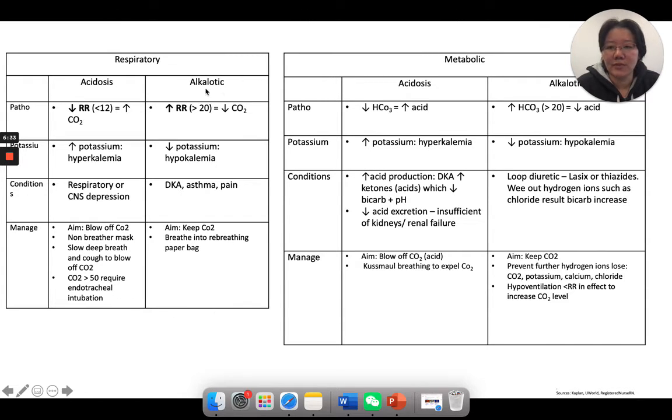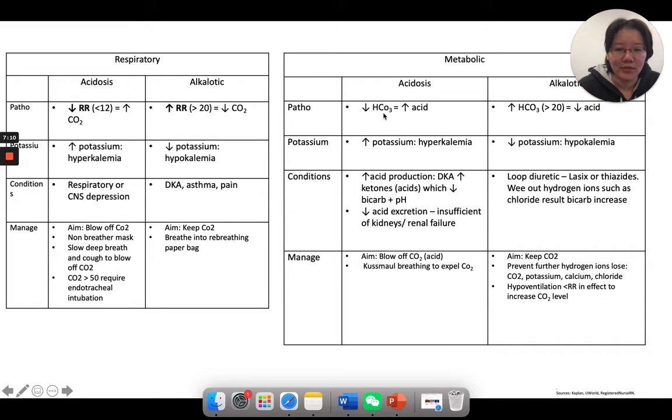For respiratory alkalosis, it's the opposite: increased respiratory rate, and therefore decreased CO2 because we're blowing off too much CO2. The conditions are such as DKA, asthma, and pain. Our aim is to keep CO2, so breathe into a rebreather bag. Now, keeping CO2 with DKA is our body's compensation to get rid of, sorry, I just got confused.